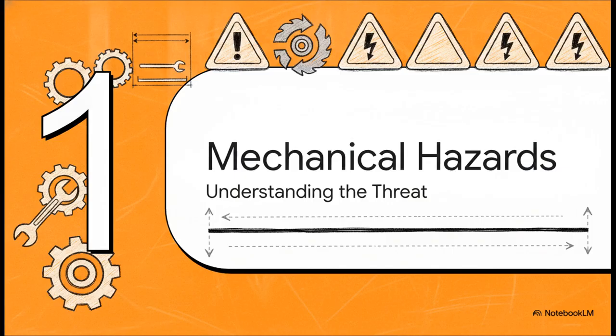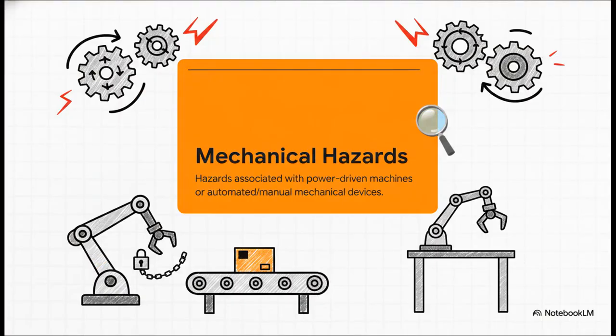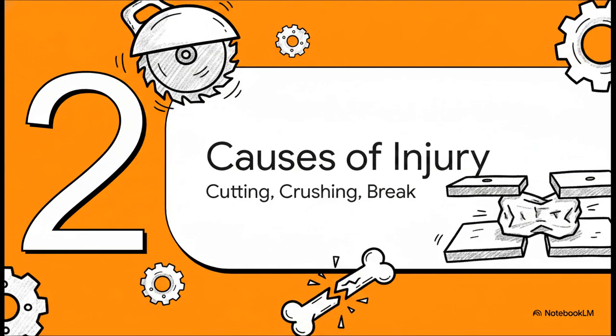Let's understand the threat. So what are we actually dealing with here? Basically, a mechanical hazard is the fundamental danger posed by any power-driven machine, and it is the absolute reality you face every single time you step up to your workstation. Notice the definition here includes both automated and manually operated mechanical devices. Just because you're the one physically pulling a lever doesn't mean the mechanical force behind it is any less hazardous. It's still a threat. Moving right along to Section 2, How Machines Cause Injury.